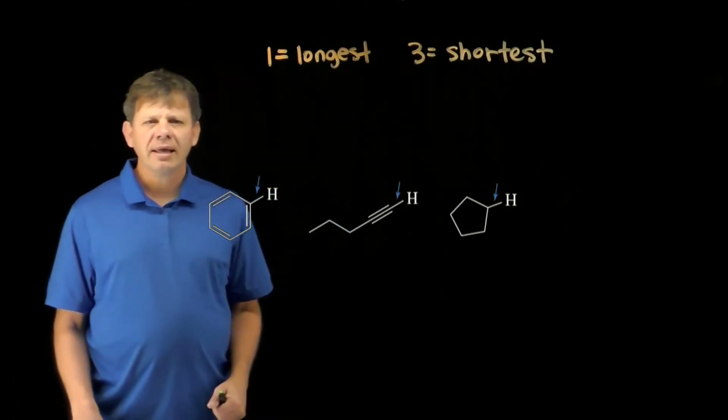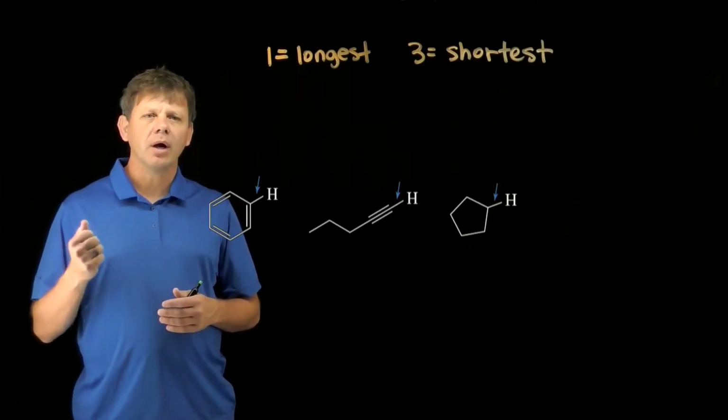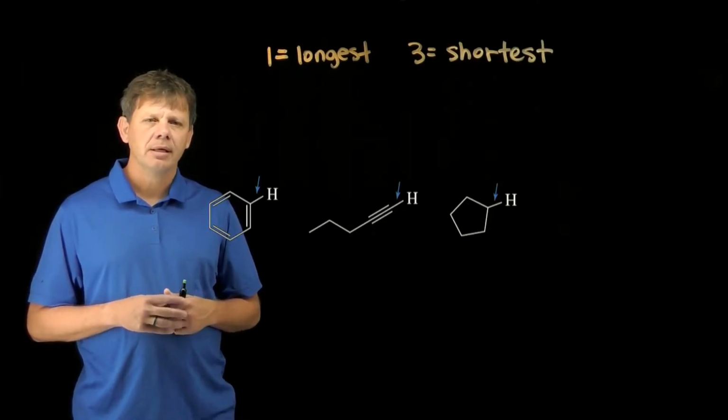In this assessment, we're asked to rank the C-H sigma bonds on the basis of their bond length, where 1 is longest and 3 is shortest.